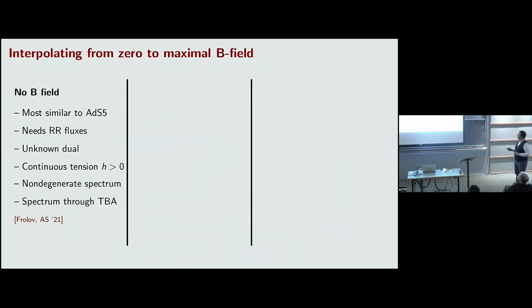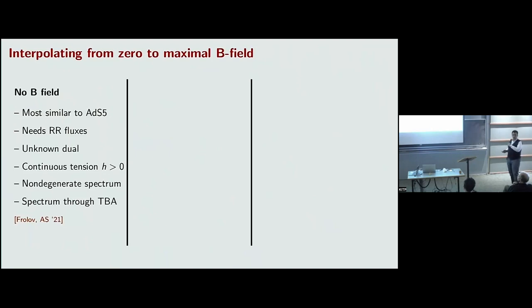So let me paint you a picture of how the physics of this model goes, when I start from having no B field and then I crank up the B field. When I have no B field, I have a background which is AdS3 cross S3 cross T4, supported with Ramond-Ramond fluxes, which are the troublesome ones. And in this way, it's very similar to AdS5. It's not known exactly what is the description of the conformal field theory in two dimensions that is dual to this. And in this case, I have one parameter which is continuous and is the tension of the string, and I call it h. And the spectrum is quite non-degenerate and quite generic. Imagine that it is similar to the spectrum of operators in N equals 4 super Yang-Mills. So typical dimensions will involve zetas, and any multiplet will have a different dimension with respect to any other multiplet, as long as h is greater than zero. And in principle, you can use the TBA to get the spectrum.